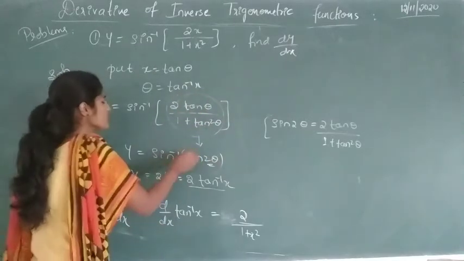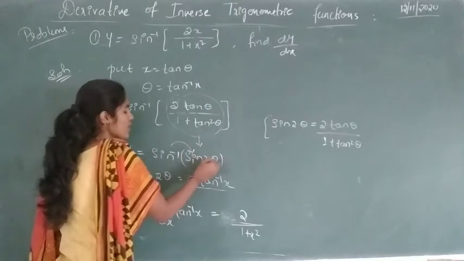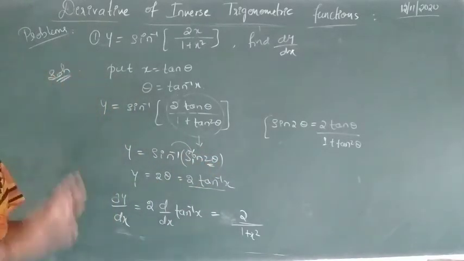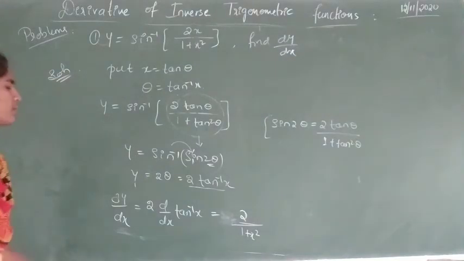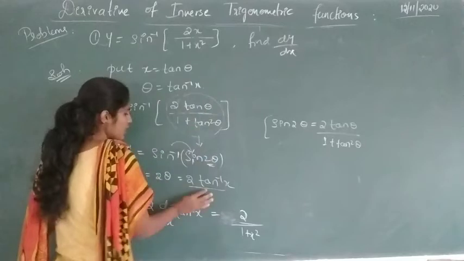So sin inverse of sin 2 theta. Properties, you know. Sin inverse of sin 2 theta can be written as 2 theta whenever theta lies between minus pi by 2 to plus pi by 2. Okay, these all things we learn. So whenever you know these things, then only you can see.